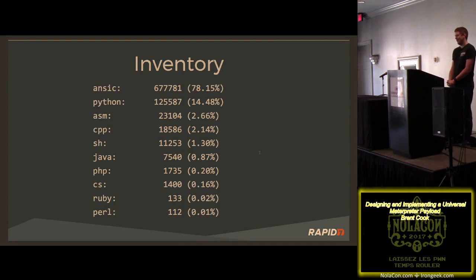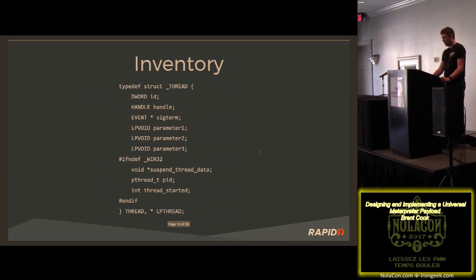Also, while we're looking at inventory, how many lines of code do we have? A lot. 677,000 lines of C code in Windows Meterpreter. That's a lot to maintain, and a lot of it comes from just kind of reinventing the wheel in a lot of places. Everything's sort of written from scratch. A little bit of history and legacy there. How can we improve that? How can we reduce the amount of code that we have to maintain here to port things to new operating systems?